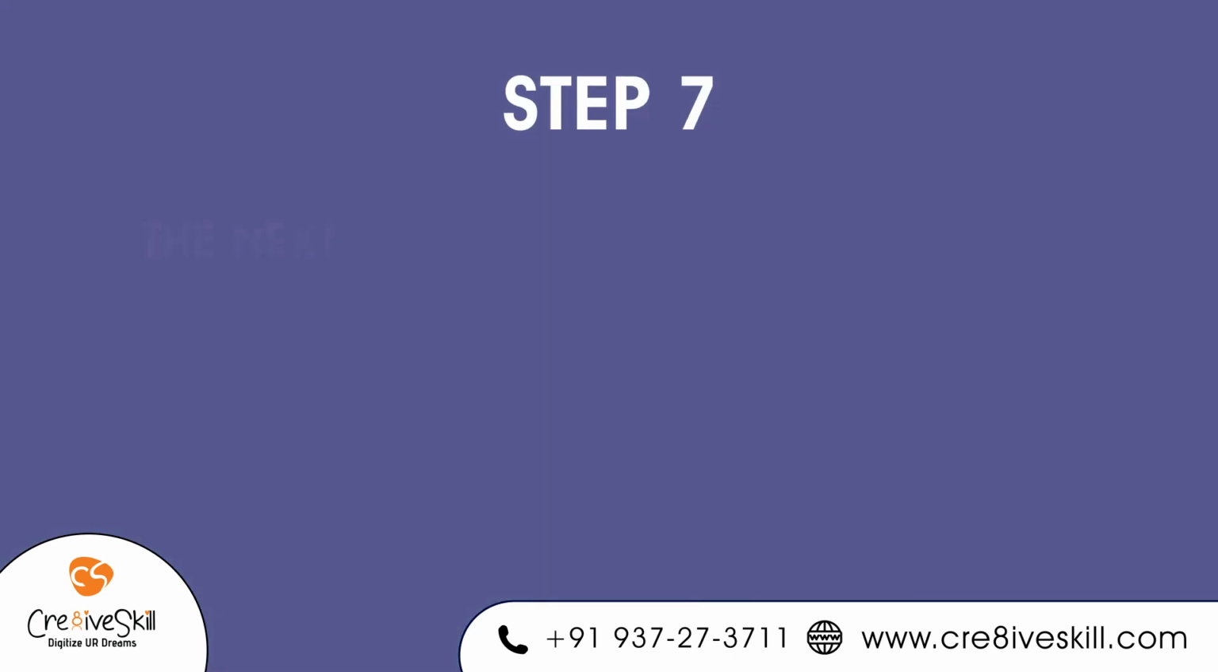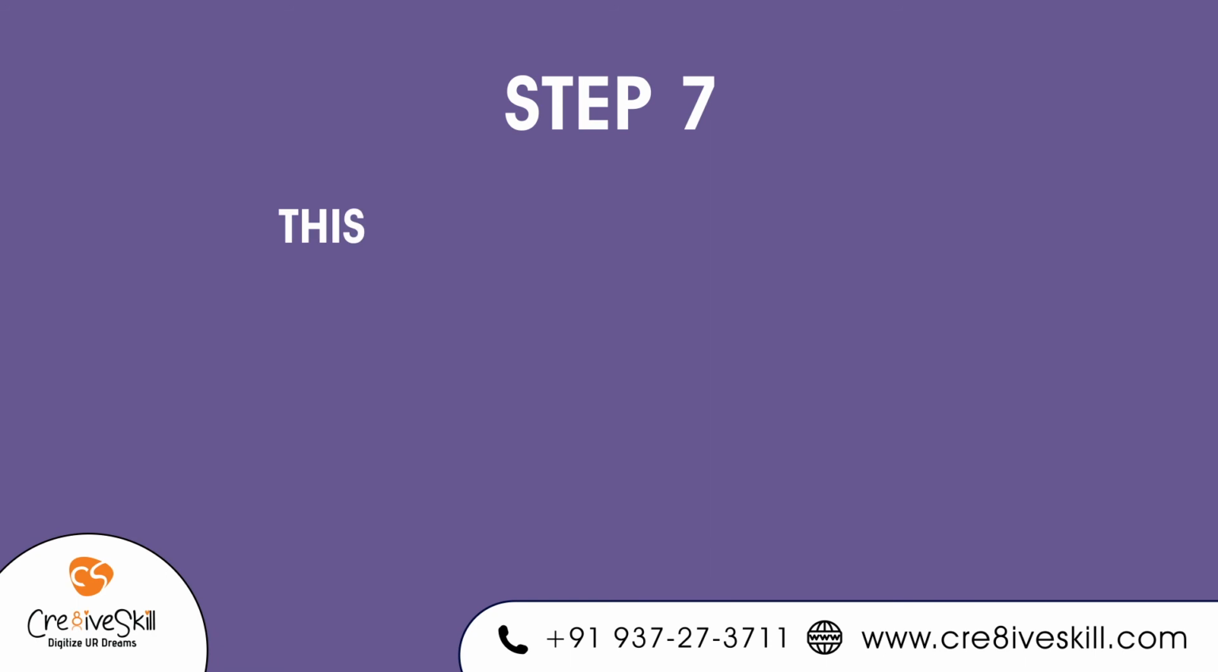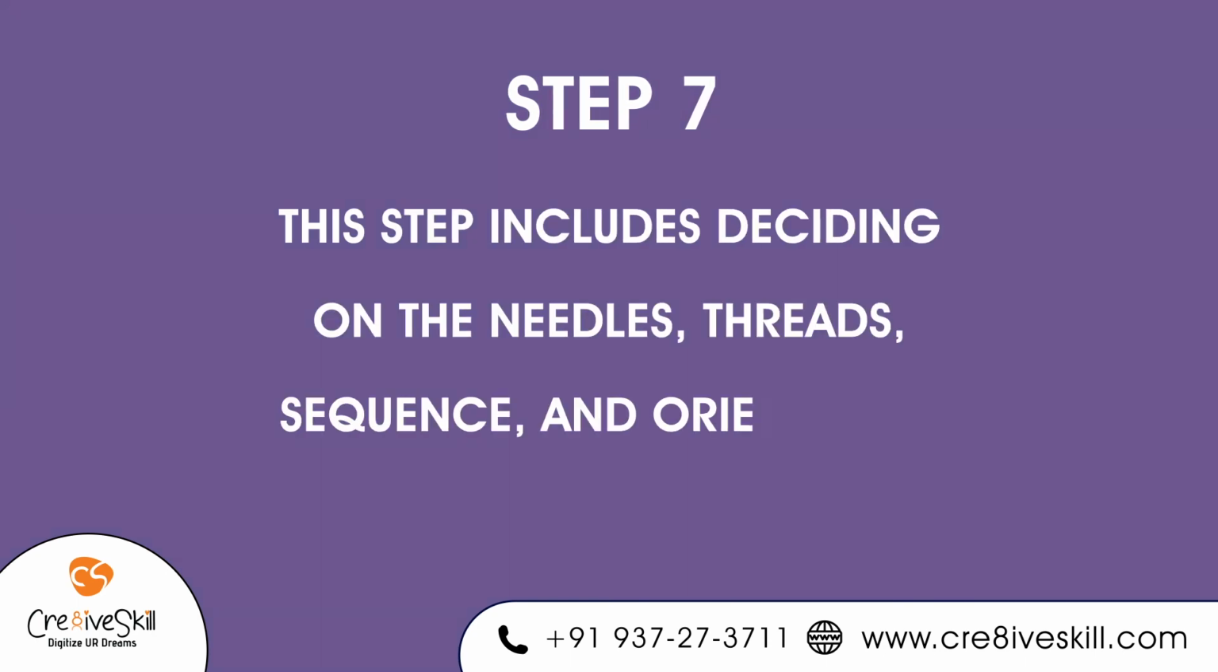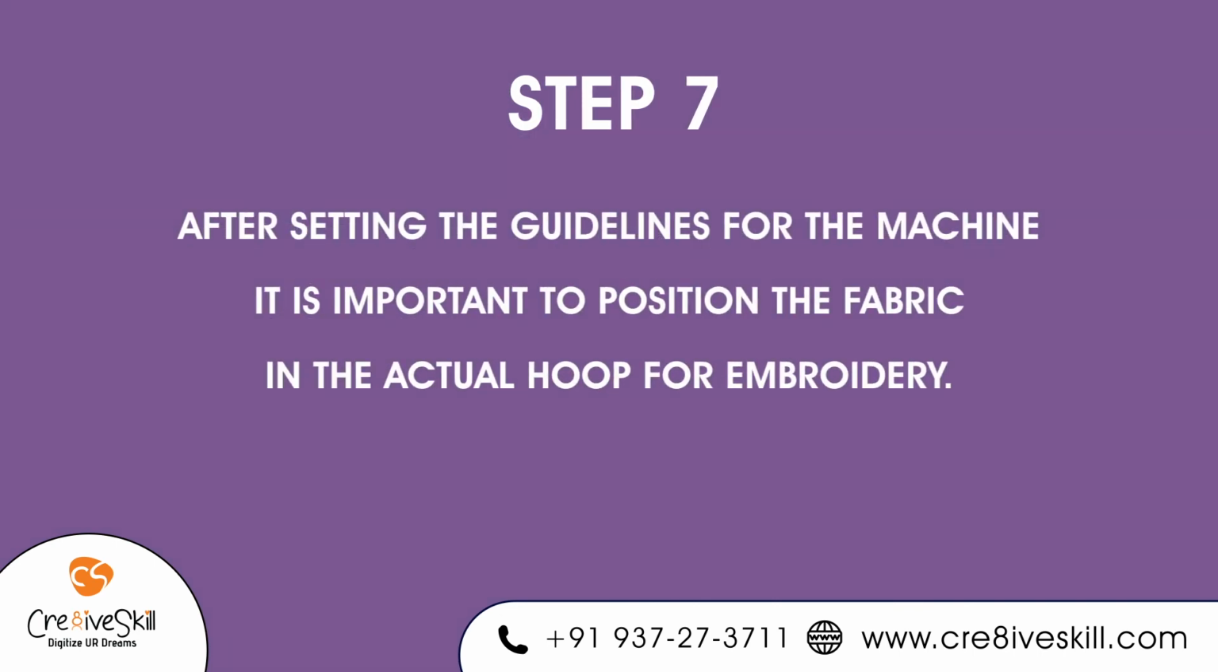Step 7. The next step is to prepare the machine for the process of logo digitizing for embroidery. This step includes deciding on the needles, threads, sequence, and orientation. After setting the guidelines for the machine, it is important to position the fabric in the actual hoop for embroidery.